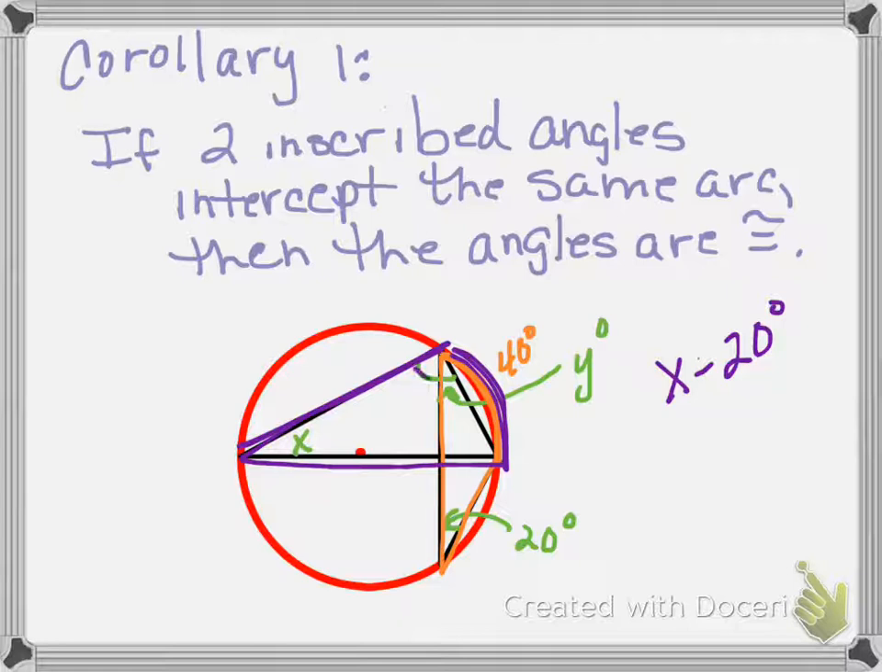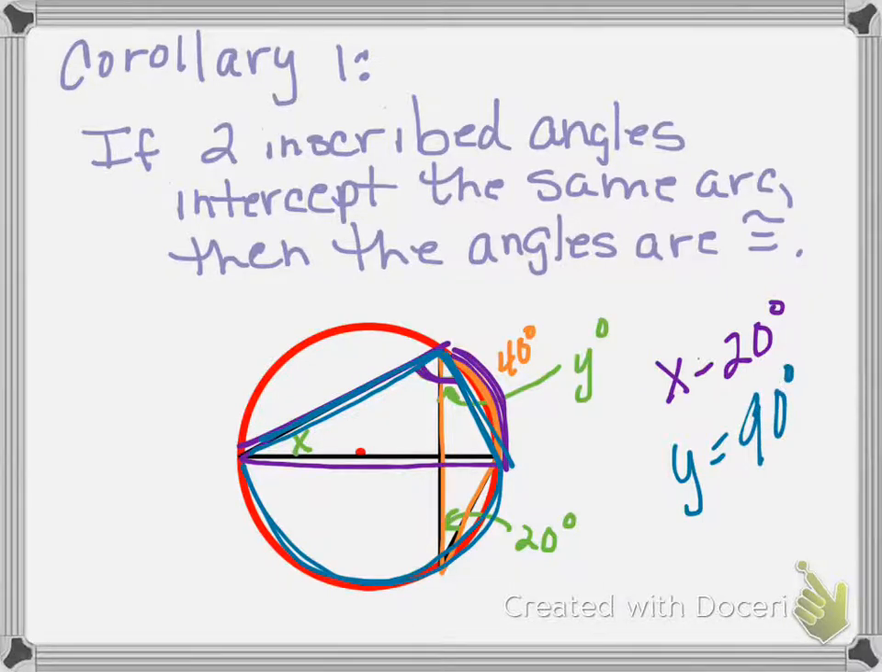Now y is this whole angle here. So let's see about y. What I see about y is that it is this angle and it intercepts that arc. That arc is a semicircle. That arc is 180 degrees. That means that y, being an inscribed angle, is half of 180, which is 90 degrees.